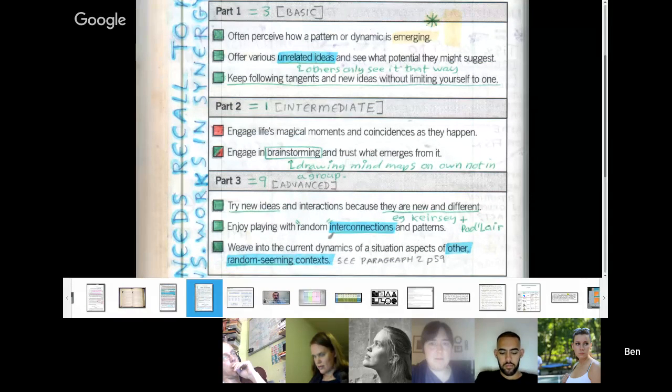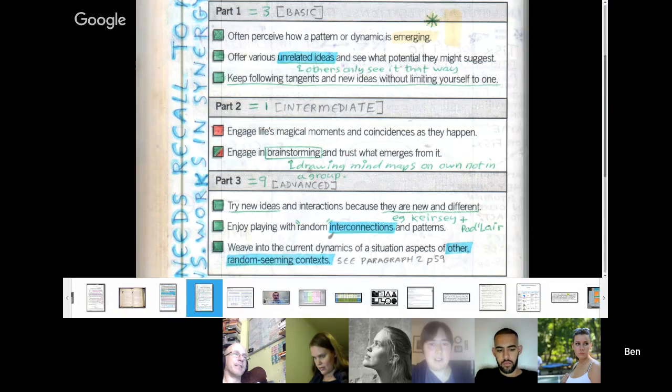For part 3, trying ideas and interactions because they're new and different. Yeah, sometimes, but I wouldn't exactly say it's above me, but I'm curious about just trying something new all the time. Enjoy playing with random interconnections? Yes, for sure.